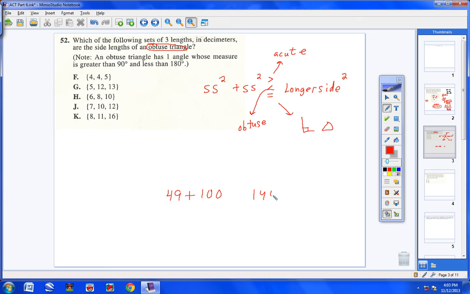12 times 12 is 144. Add them together and you get 149, which is greater than 144. So hopefully it's the last one.